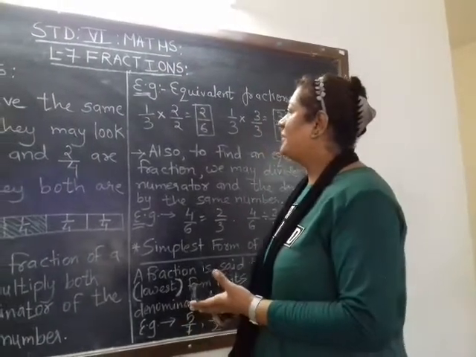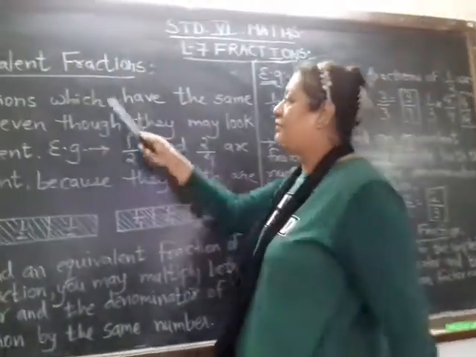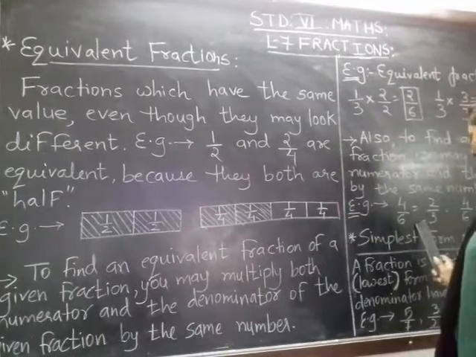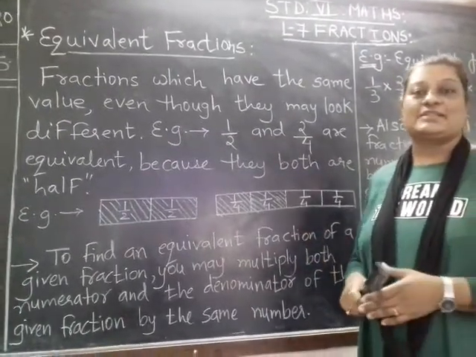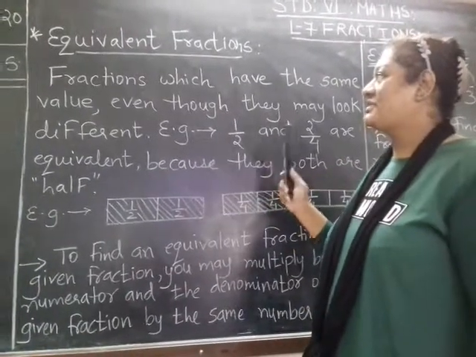Okay children, we are moving on with standard 6 maths, lesson number 7, fractions. Today we are going to learn about equivalent fractions and the simplest form of a fraction. Now, the word equivalent itself defines equal, right? Equivalent means equal. So how can fractions be equal?